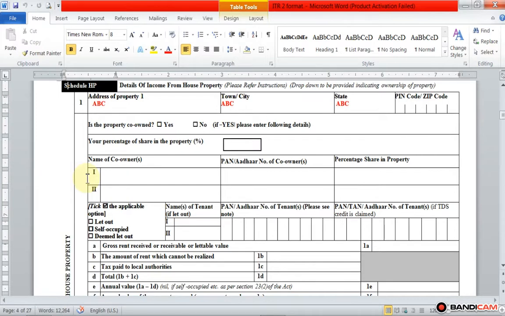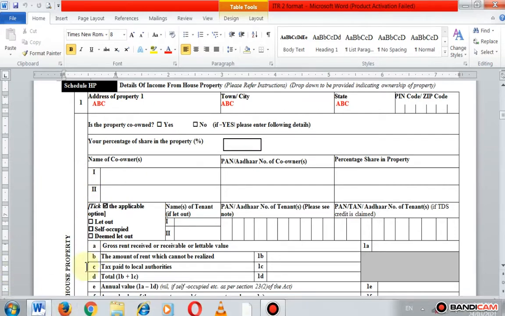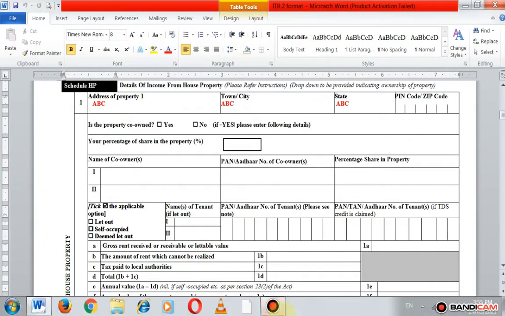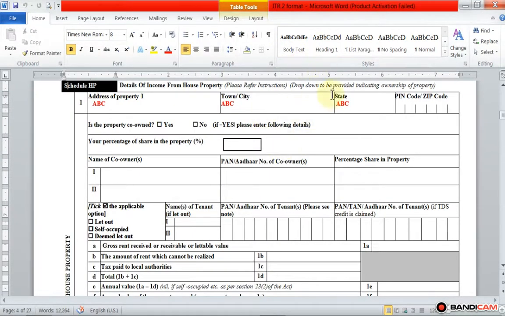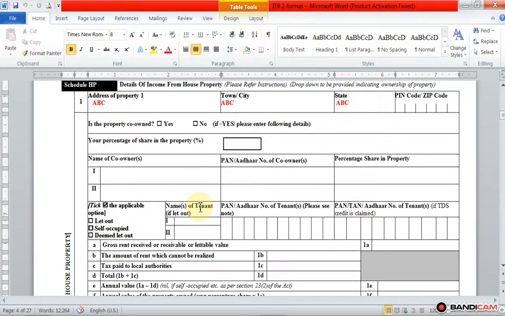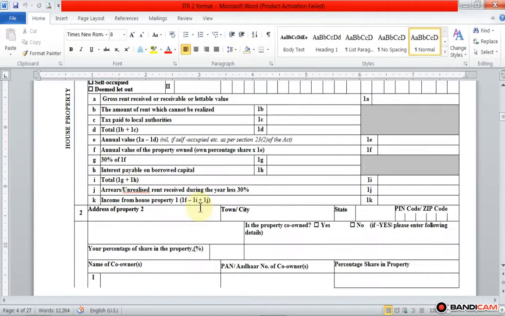Then we compute taxable income from house property. After filling in the information relating to the house property, we compute income from house property. Here the gross annual value which is given in the problem, put the figure in this column. Then gross value is the total of 1B and 1C.